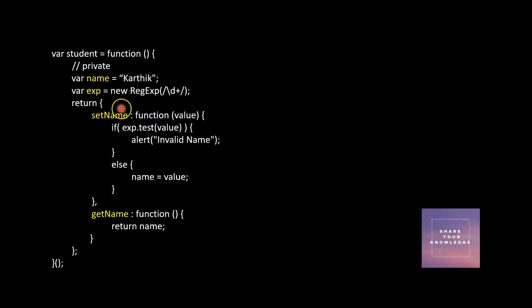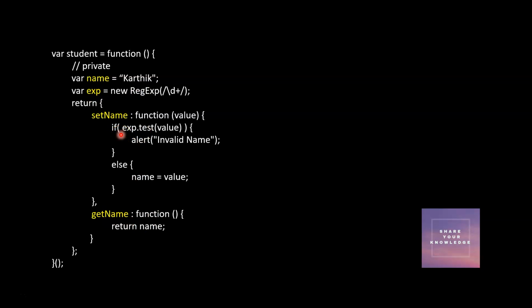In the return, we are only exposing the public members, setName and getName, but name and exp are shielded from outside. The person who uses student cannot access setName directly, cannot access name and exp directly, because they are shielded. Only setName and getName can access the private variable name. So you can understand we have shielded the name from the outside user. It can be accessed only by setName and getName, and in setName also we can shield it.